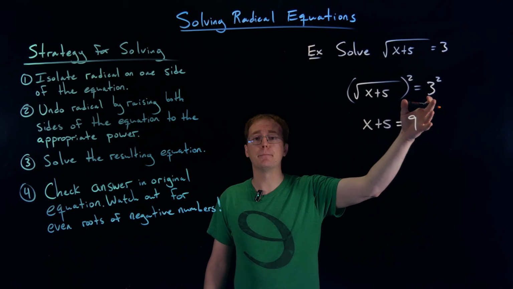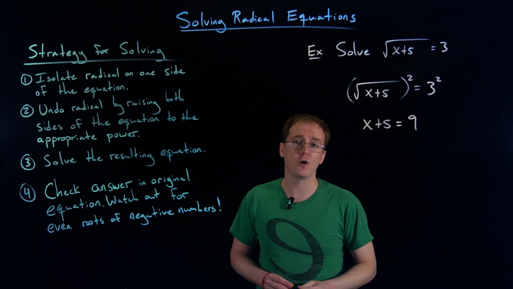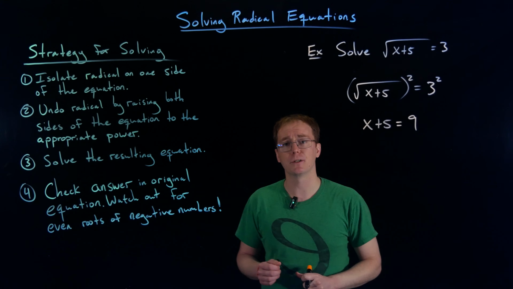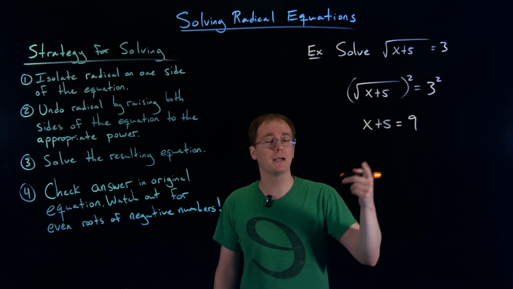And so by squaring both sides of the equation, we've resulted in this new equation that does not involve a square root. It's a much simpler equation to solve. We can solve this linear equation by subtracting 5 from each side.